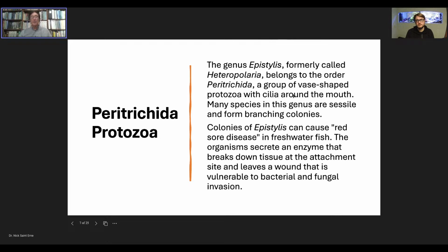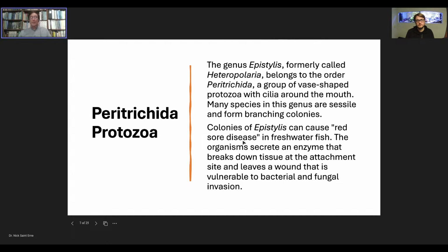And these are vase-shaped protozoa with an oral opening, and they have just cilia around the mouth. And they're sessile, meaning they attach to a substrate, although they have an immature phase that might be free swimming, but then it attaches to a substrate, and the rest of its life it will remain on that substrate. And some of these form branching colonies.